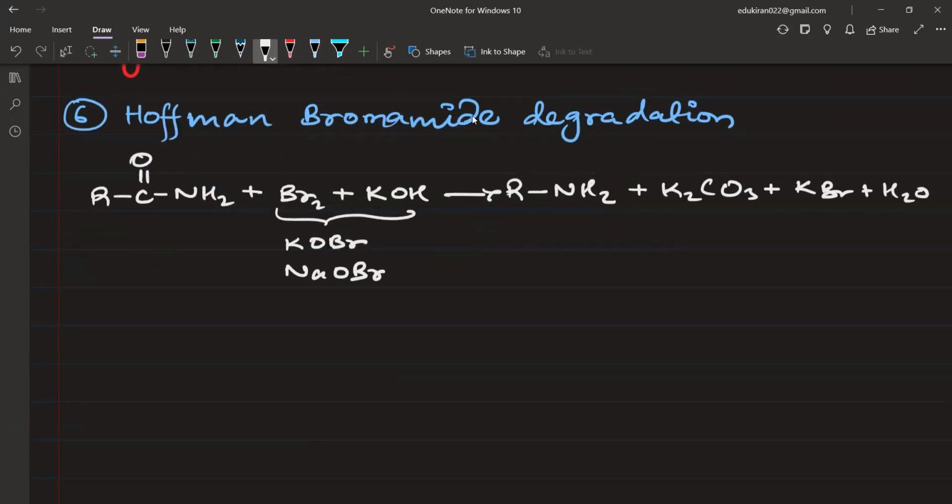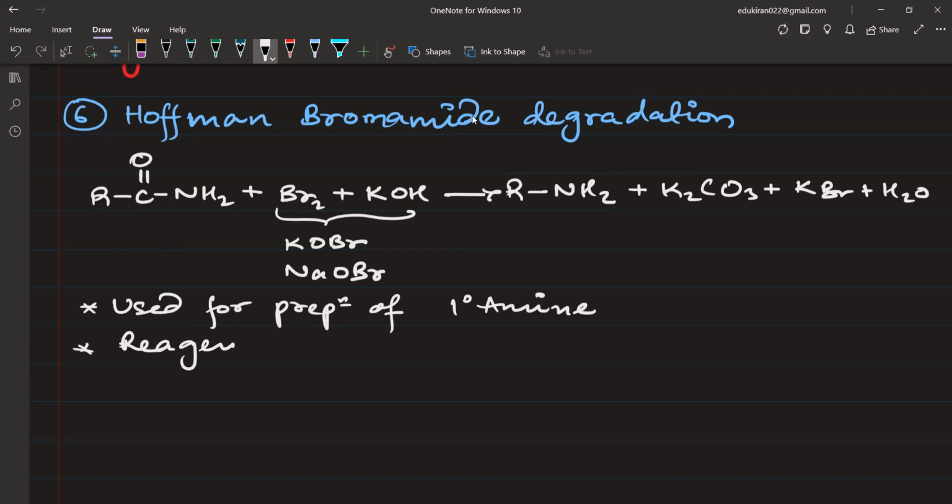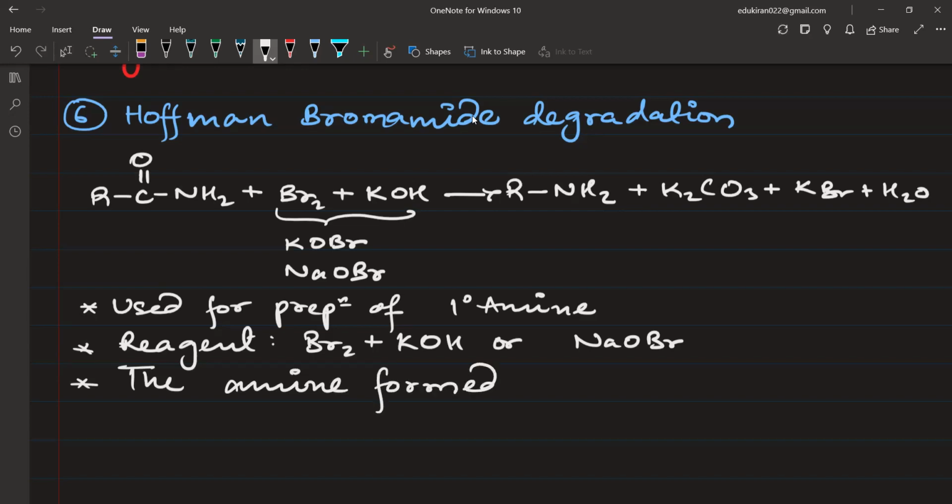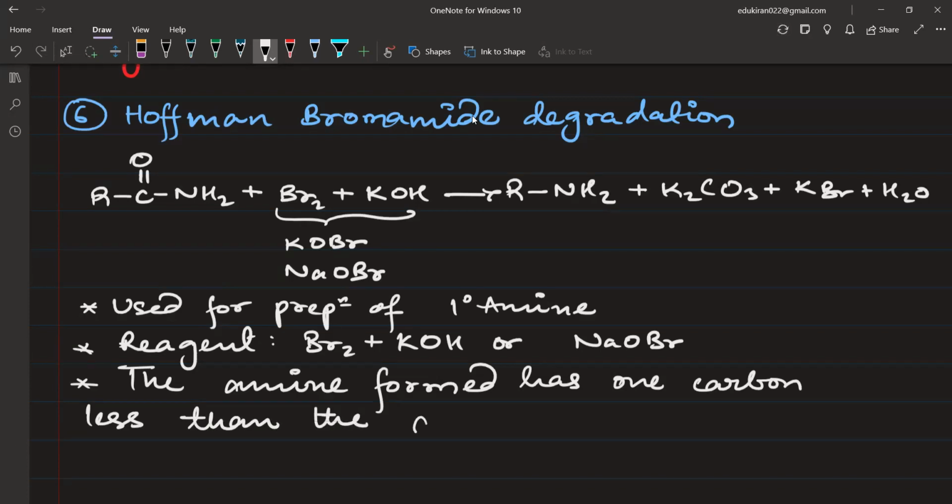Now, in Hoffman bromamide degradation, why is it used? Please write. Used for preparation of 1-degree amine. Reagents: Br2 plus KOH and hypohalite, or we can write NaOBr, which is formed by Br2 plus KOH. Right, next, the amine formed has one carbon less than the amide.